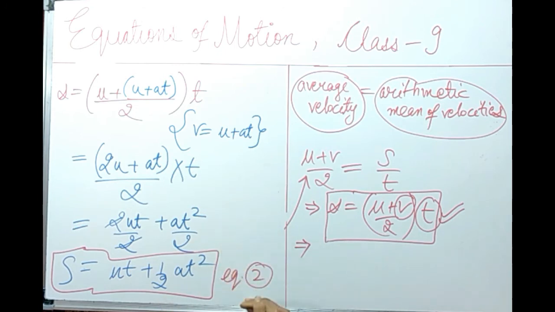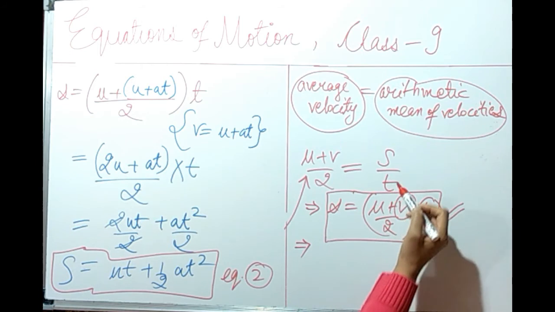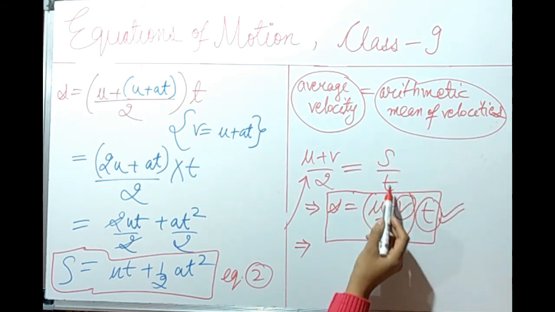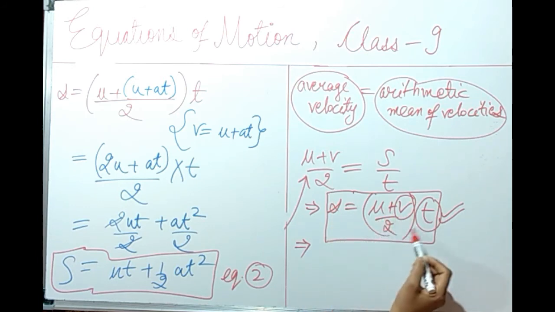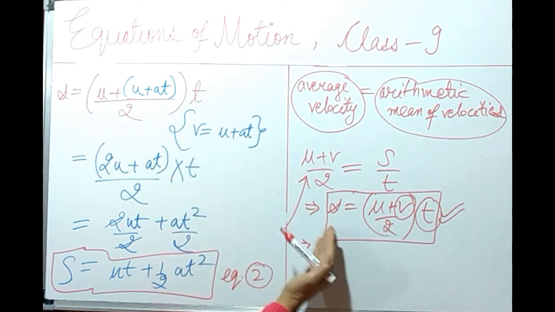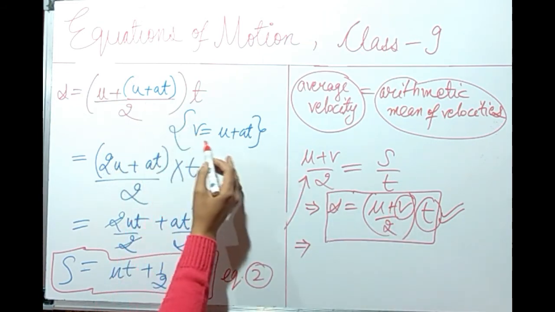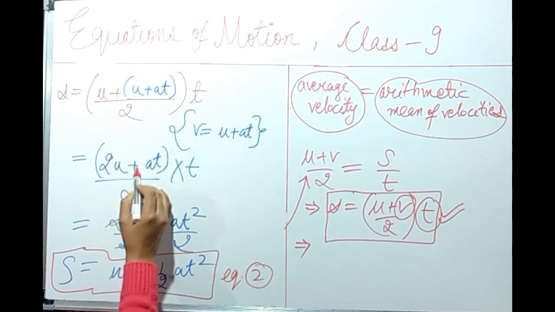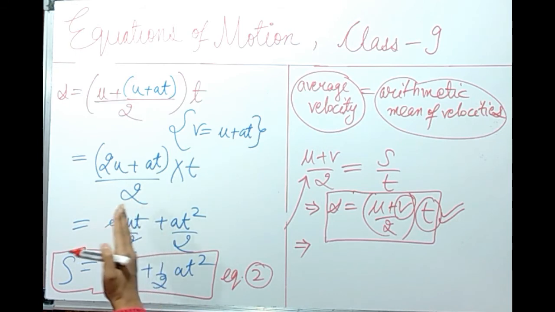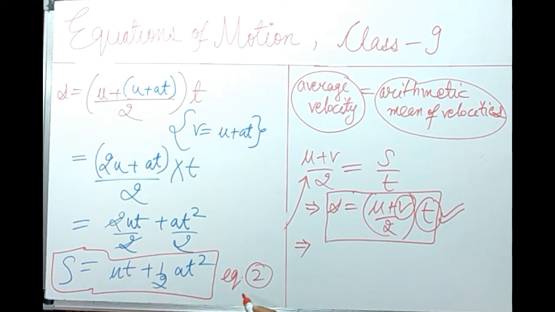What we have done in the equation number 2: average velocity is u plus v by 2. This is equal to s upon t, that is displacement upon time. Just rearranging the terms, we have got s equal to u plus v upon 2 multiplied by t. After this step, we have substituted the value of v in this equation. v equal to u plus at. Just put the value of v here, 2u plus at upon 2. Just do the splitting of denominators, 2 upon this, 2 upon this. This is ut plus half at square now. This is our equation number 2.